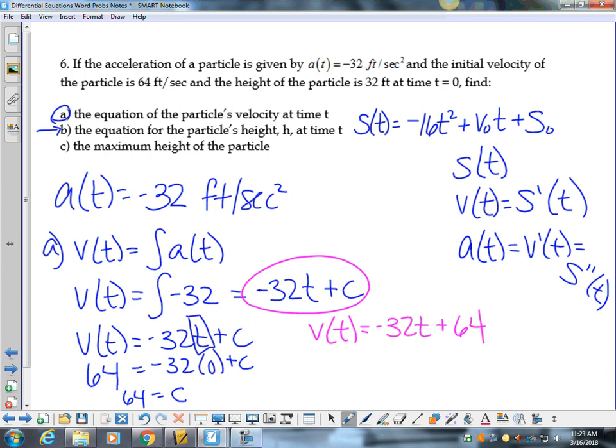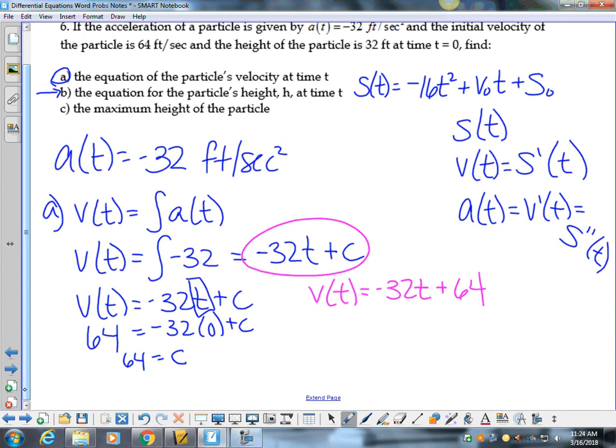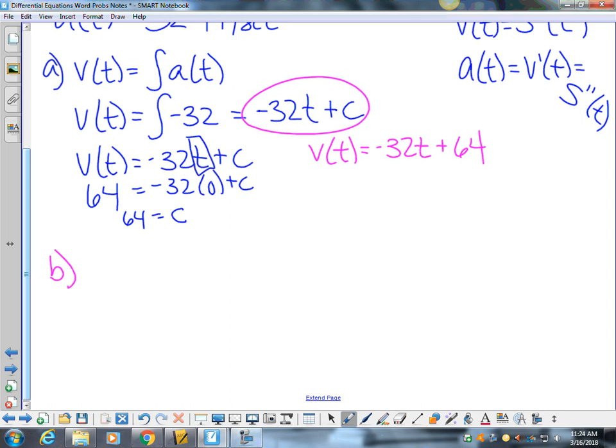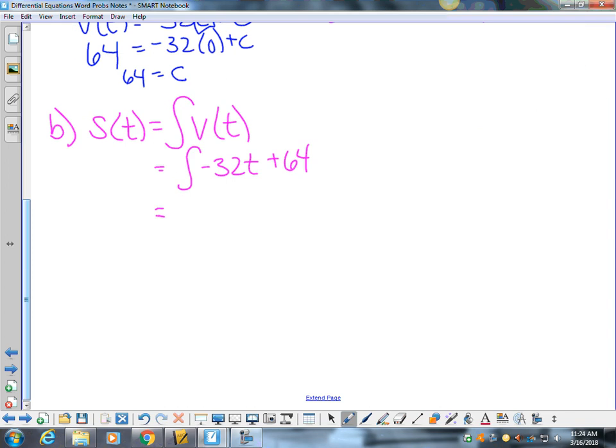Part B says it wants the position. Well, I now know velocity. So how can I get position out of velocity? Take the integral. Position formula is the integral of the velocity formula. Okay, so what do we get? Negative 16t squared plus 64t plus c.